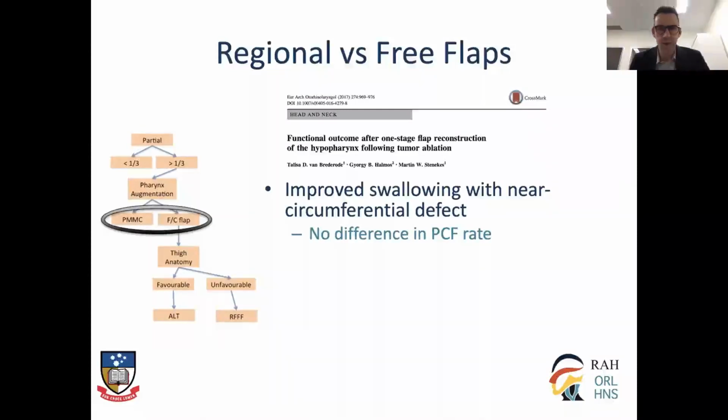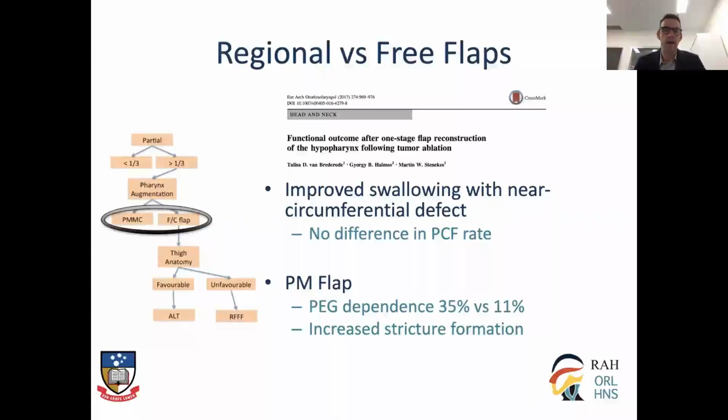We also see, again, similar results here. The pec major flap associated with higher PEG dependence and increased stricture formation, probably due to the weight of the flap as much as anything, in my opinion.